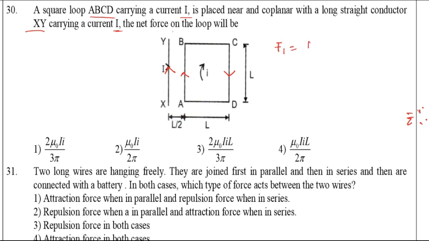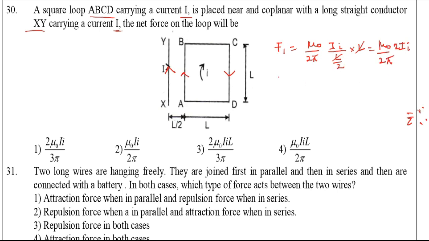F1 is equal to mu naught by 2 pi into I by the distance between them, which is L by 2, into L. So this L and L get cancelled, and I get mu naught by 2 pi into 2I.